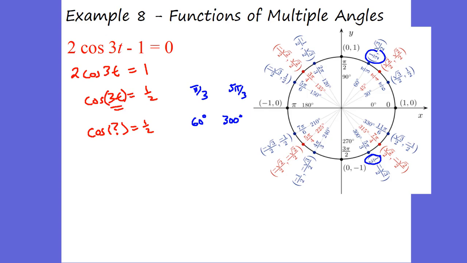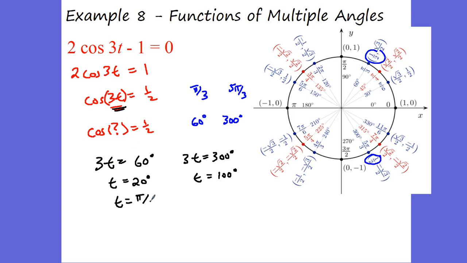Which means, let's think about this logically. This 3t, 3 times some angle, is equal to 60 degrees, or 3 times some angle is equal to 300 degrees. Which means this t value is going to be equal to either 20 degrees, or 100 degrees. If you put that into radians, you could say 3t is equal to pi over 3, which means t would be equal to pi over 9. 3t equals 5 pi over 3, which means t is equal to 5 pi over 9. It could be either one of these.